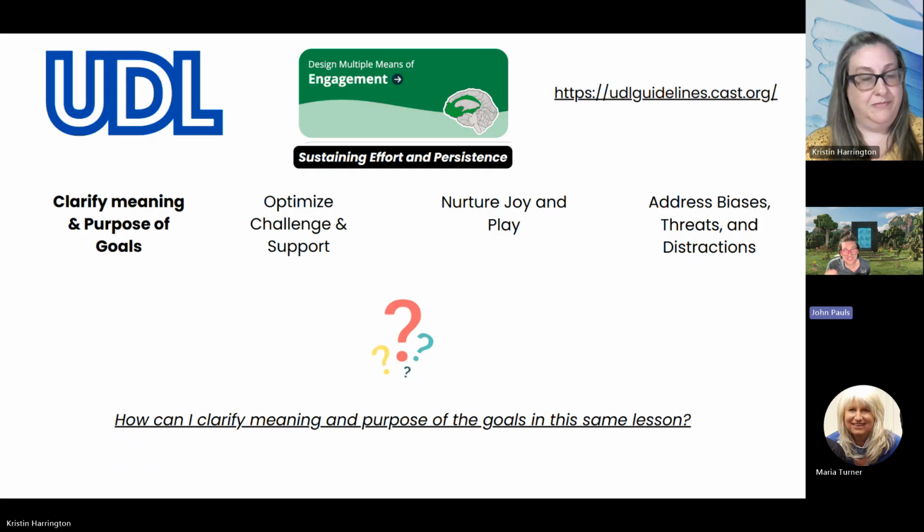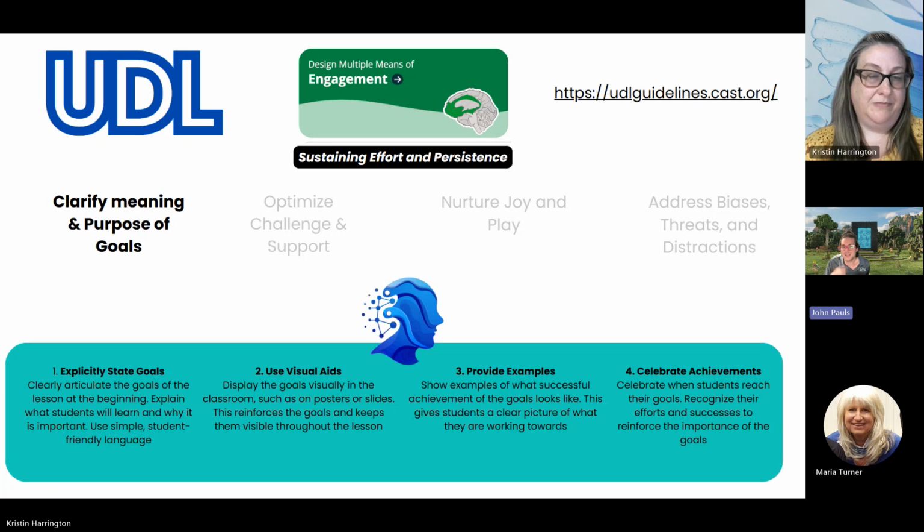So I asked in the same conversation with Copilot, continuing on, how can I clarify meaning and purpose of the goals in the same lesson? This is what Copilot said. Explicitly state the goals. Articulate those goals of the lesson at the very beginning and explain what the students will learn and why it's important. Use simple, student-friendly language.